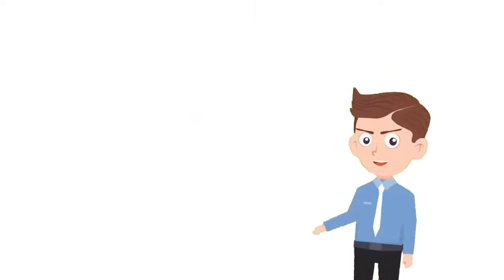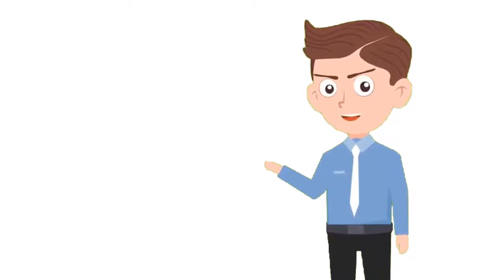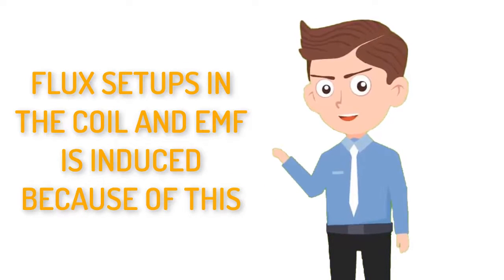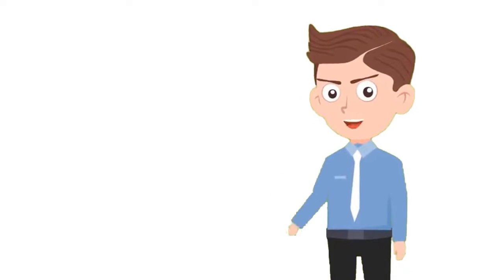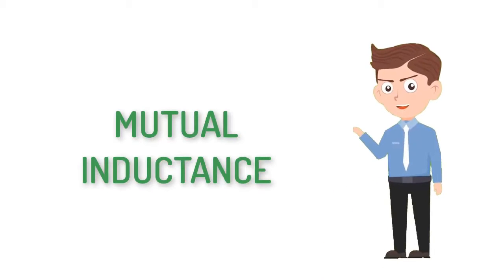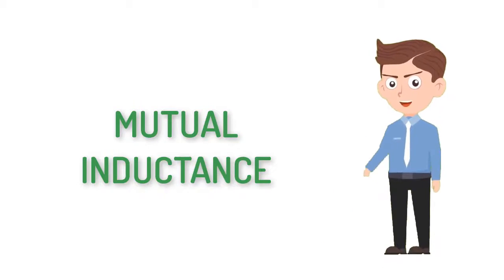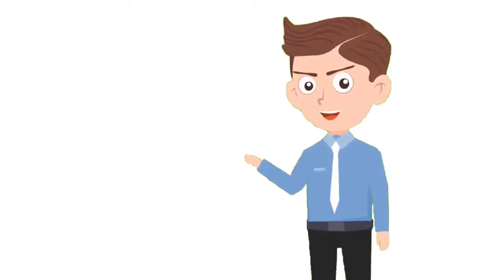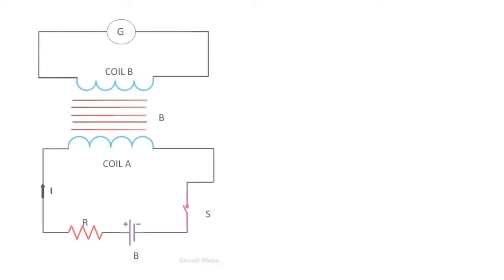So when the current in the neighboring coil is changing, flux is set up in the coil, and because of this changing flux, EMF is induced in the coil, which is called mutually induced EMF, and this phenomenon is known as mutual inductance. Let us understand the phenomenon of mutual inductance by considering an example. As you can see in the figure, two coils, A and B, are placed near each other.